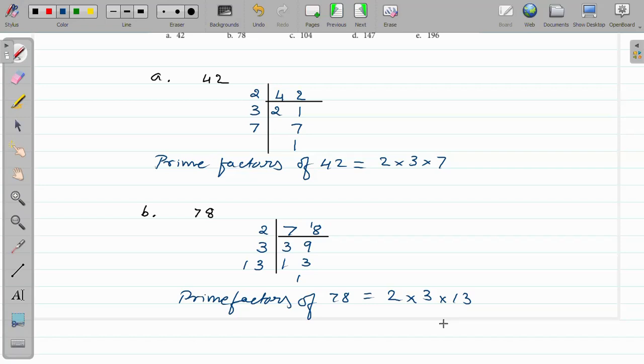This way we will find the prime factors of a number. Is that clear to everyone?